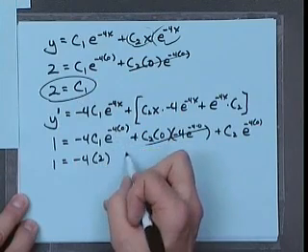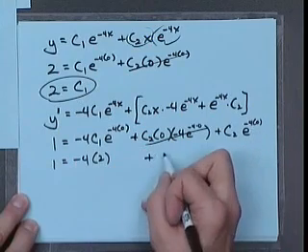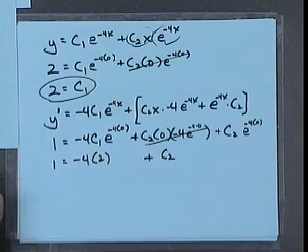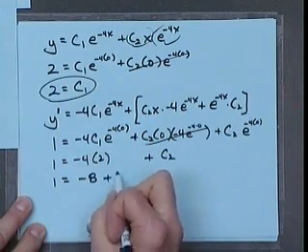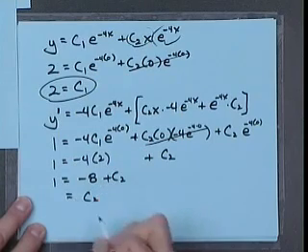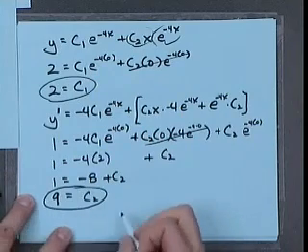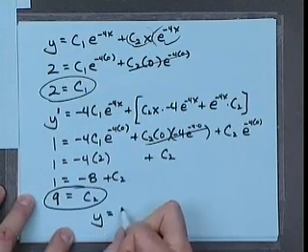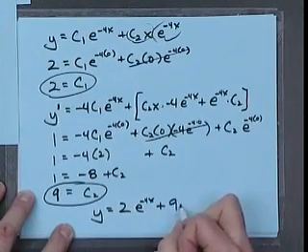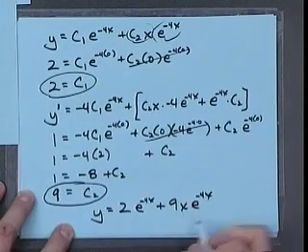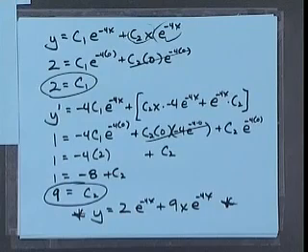e to the 0 is 1. That whole term is gone. So we've got c2 e to the 0, so that's just c2. So we should be able to solve for c2. So it looks like c2 is 9. So our final solution: c1 is 2, c2 is 9. So there's our final answer to that with the given boundary conditions.